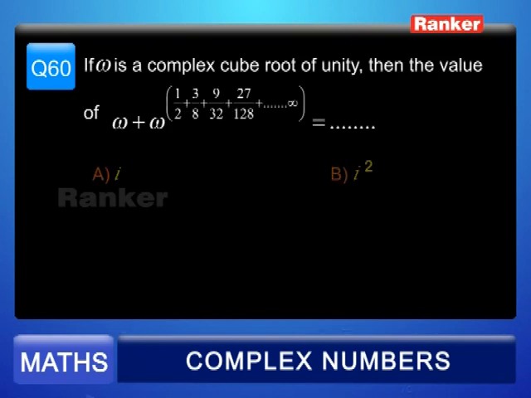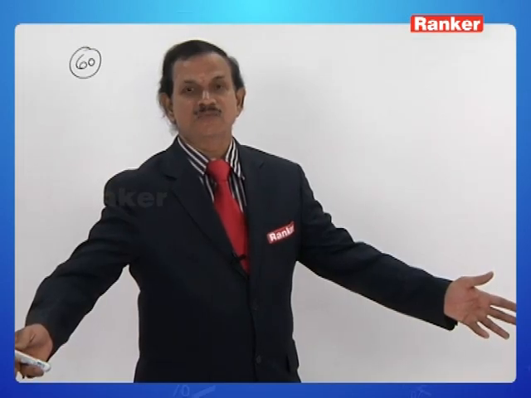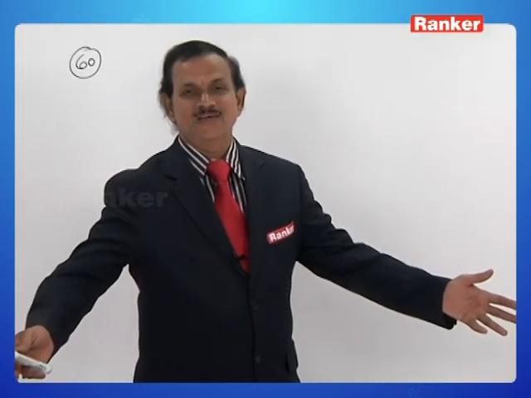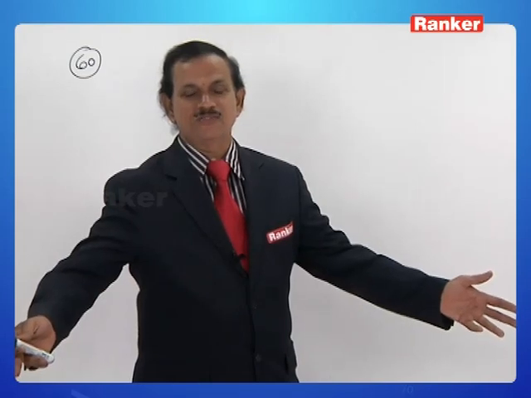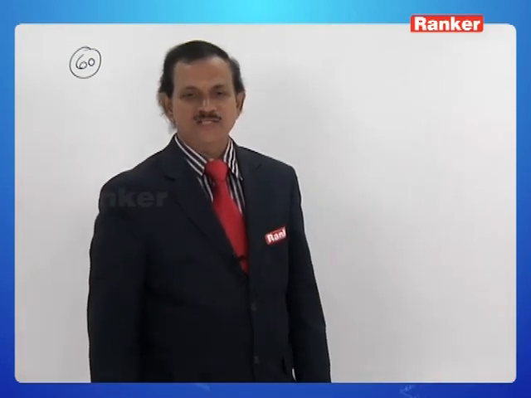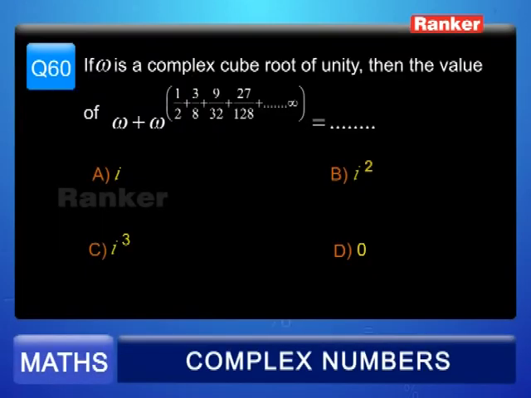The next question in this session is question number 60. Omega is a complex cube root of unity, then the value of omega plus omega power, a big series is given: 1 by 2 plus 3 by 8 plus 9 by 32 plus 27 by 128 plus etc. up to infinity. So knowledge of series must be used here. How can it be used? In what way can it be used? Let us see. For the answers, he has given again as usual 4 options.